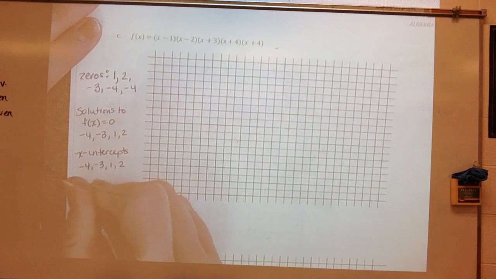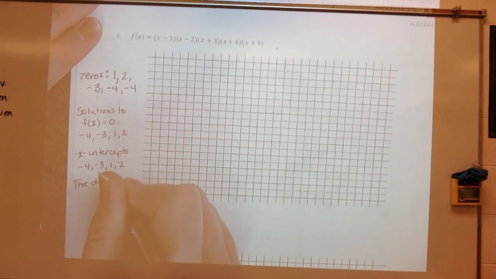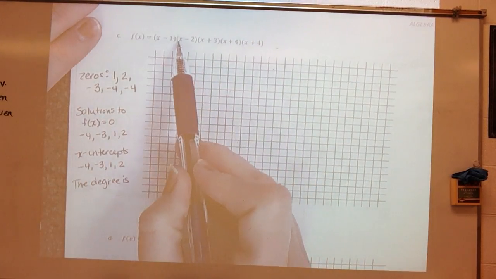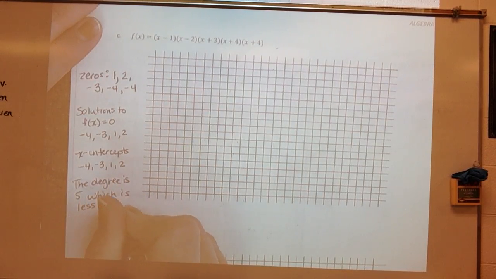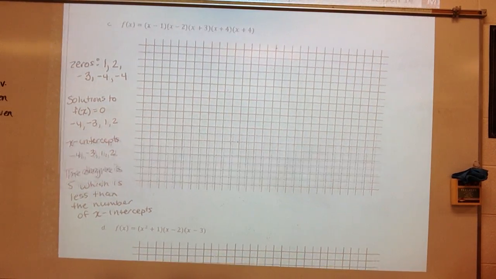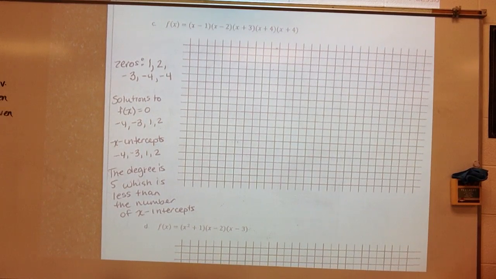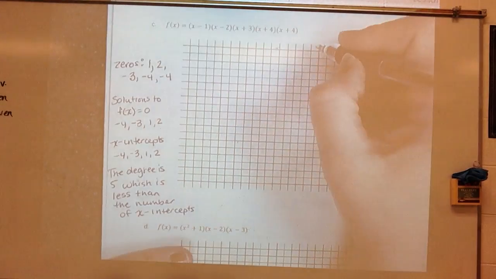And the degree is 1, 2, 3, 4, 5, which is less than the number of x-intercepts. Okay? It's less than the number. It's one less. Why? Because I have one that repeats.